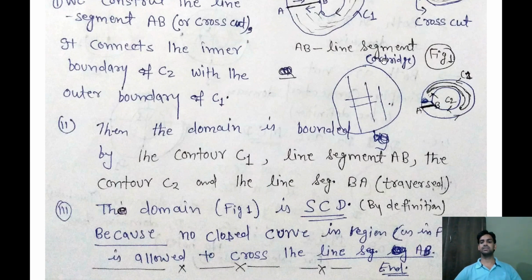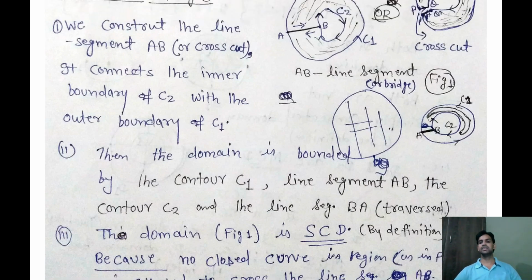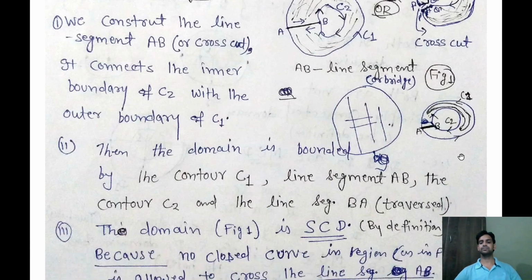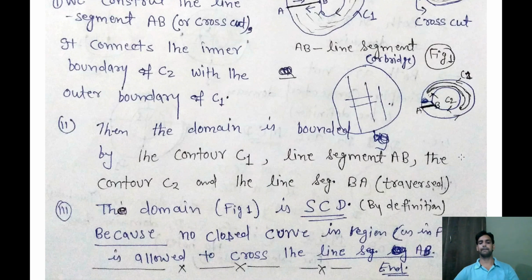You can see this figure 1. Why? Because no closed curve in the region is allowed to cross the line. It means if you take any closed curve here, it will not cross this line. This also: if you take this, then it will go this way, then it will come in reverse, then we can join it this way. So you can look at this. This is a simply connected domain.